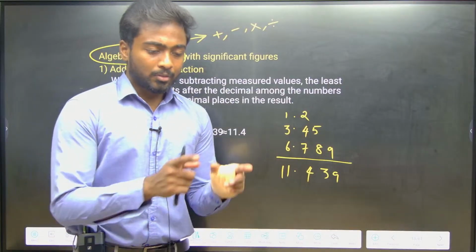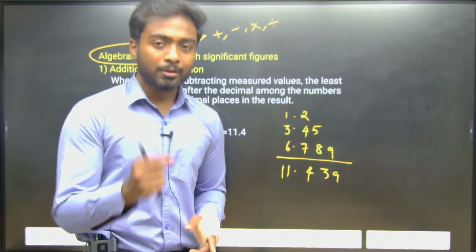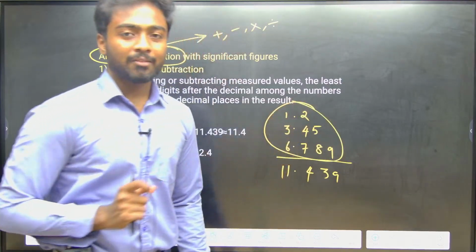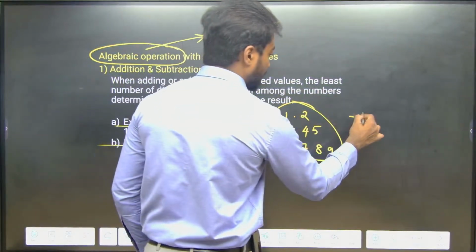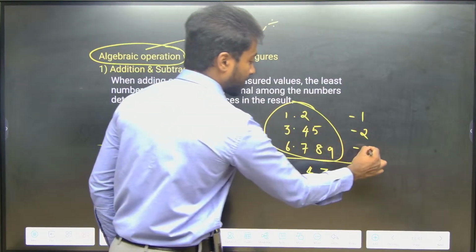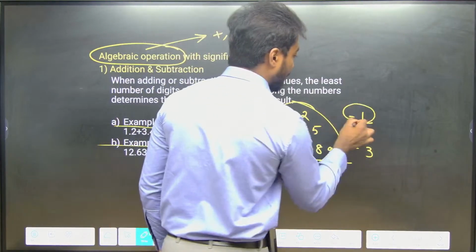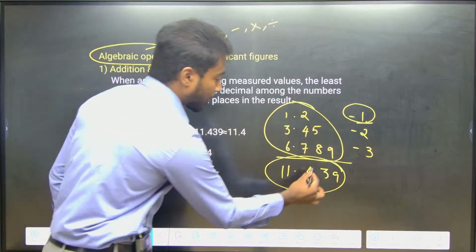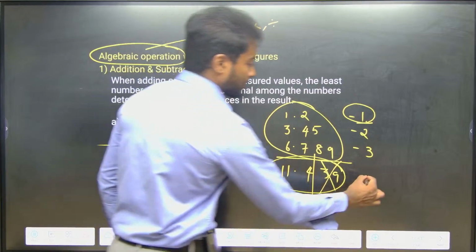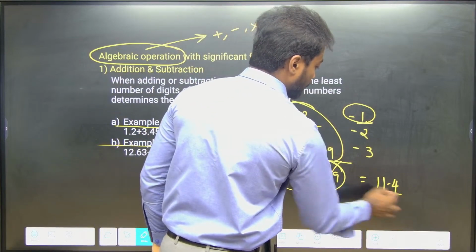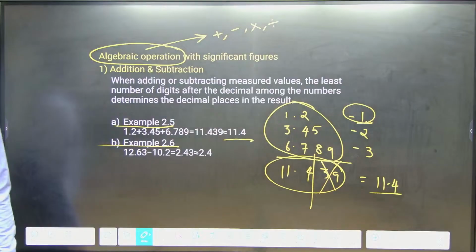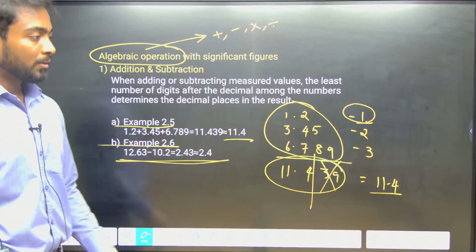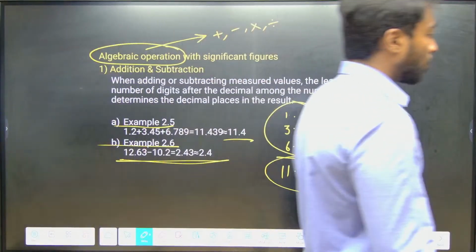For addition and subtraction, what is the thing I have told? Least decimal point. Out of these three numbers, which one has the least decimals? This has 1 decimal, this has 2 decimals, and this has 3 decimals. The least is 1 decimal, so the result should also have only 1 decimal. Cancel this one. So the answer is 11.4. Got it? So try example 2 on your own.